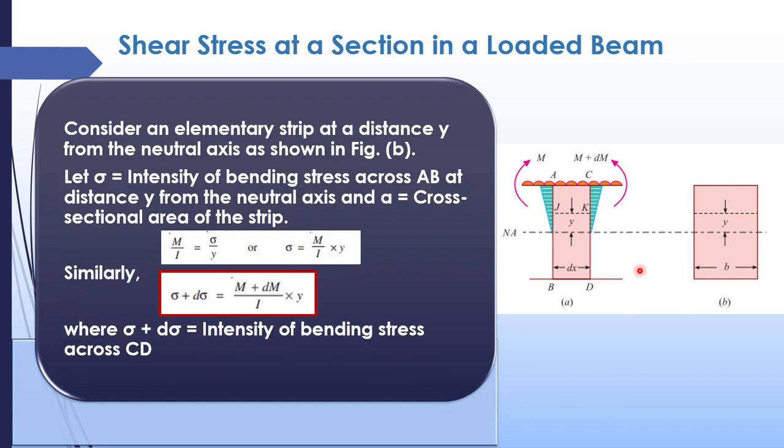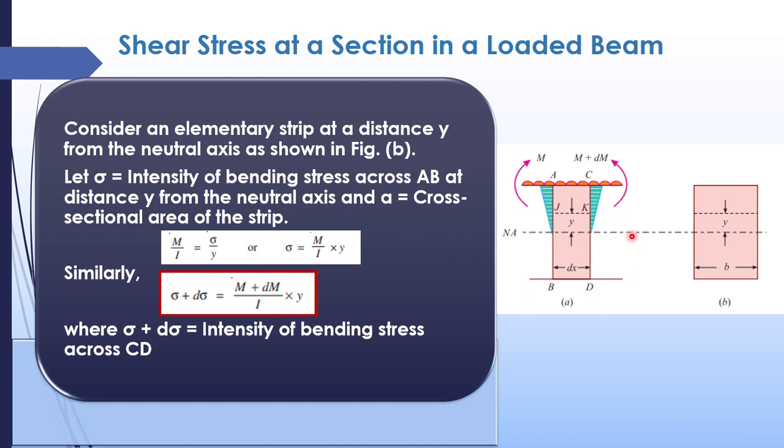Now, as per the bending moment equation, M by I is equal to sigma by y. From that, the bending stress sigma is equal to M by I into y, because this particular derivation is already given in lecture 18. Now, sigma is M by I into y for AB. At AB the bending moment is M, I is the moment of inertia, and y is the distance. So at AB, sigma is M by I into y.